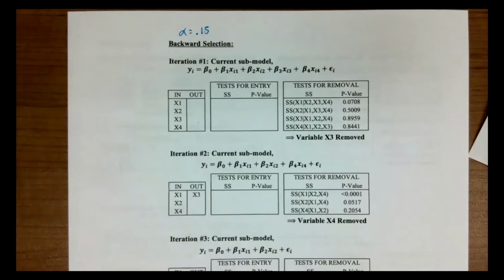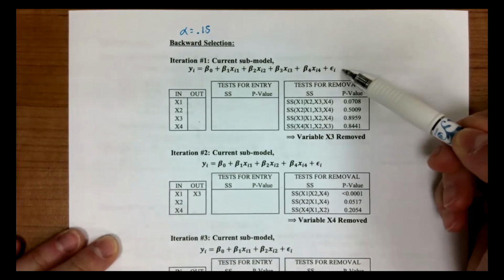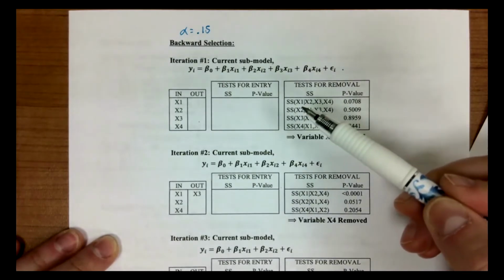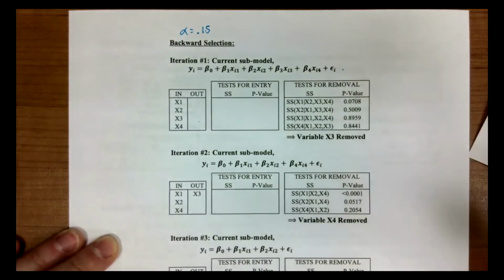Okay? So let's get back to the process of backward elimination. So we start with everything in the model, and then we check each of the values given the other ones. That's why it's a partial test.